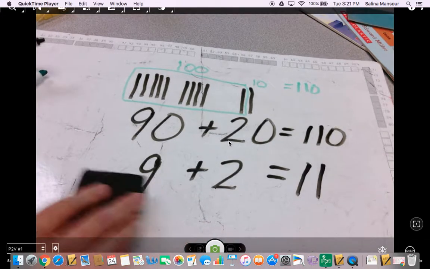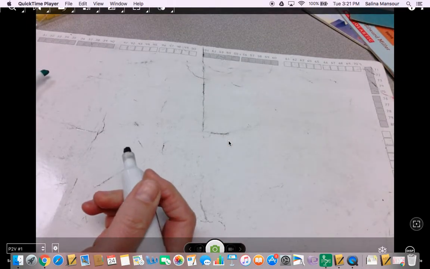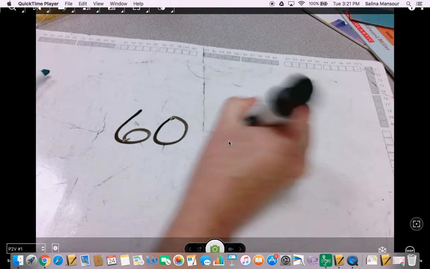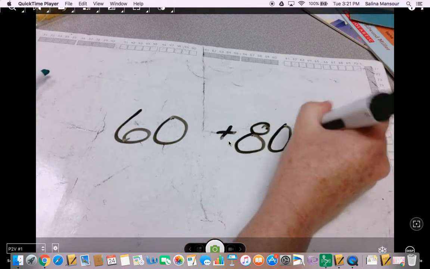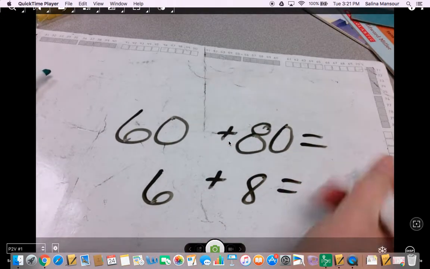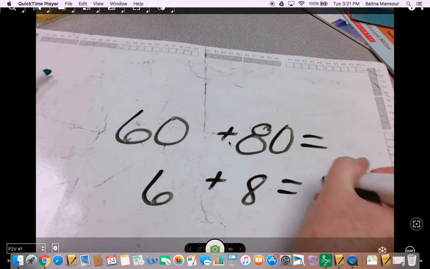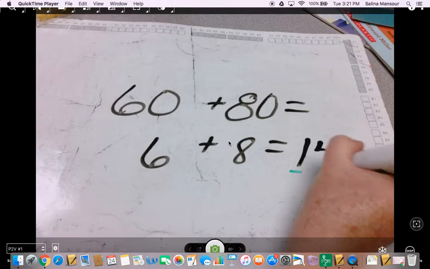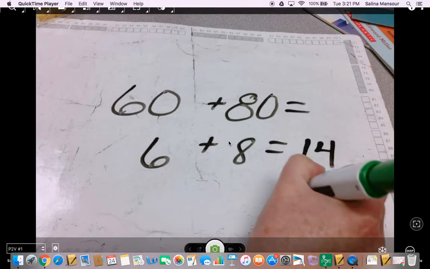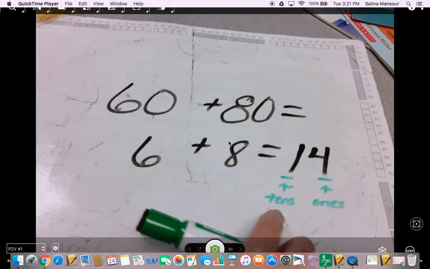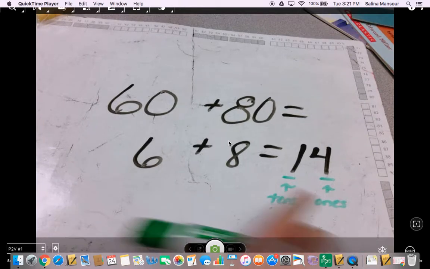We'll do one more. So if we had something like, let's say we had 60 plus 80 equals, and then 6 plus 8. Again, the second graders know that 6 ones plus 8 ones is 14 ones, or 1 ten and 4 ones, because again, we're using this to help them get ready for place value. And so using this language can really help them out. So 1 ten and 4 ones.